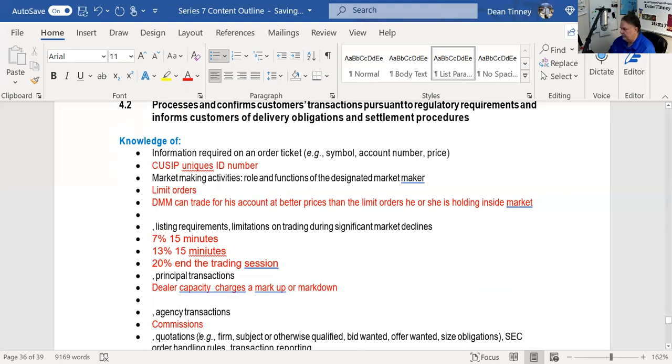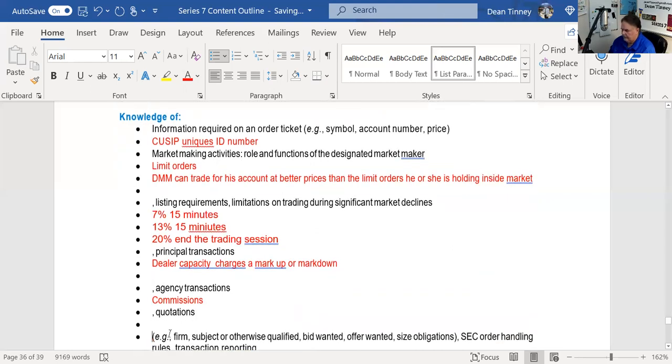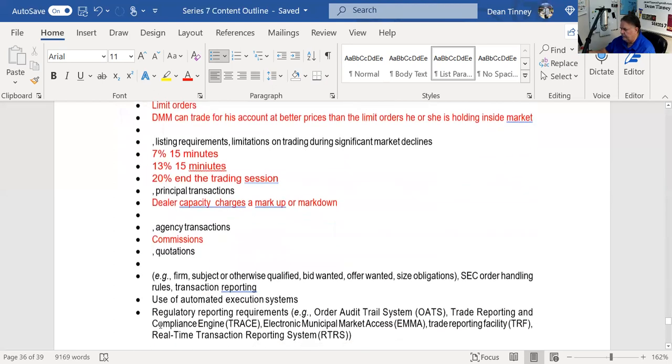Quotations, we've talked about the different types of quotations. And remember, the quotation on the New York is based on the limit orders that the designated market maker is holding. But the quotation in the over-the-counter markets is going to be based on whatever I'm willing to buy or sell into my inventory.